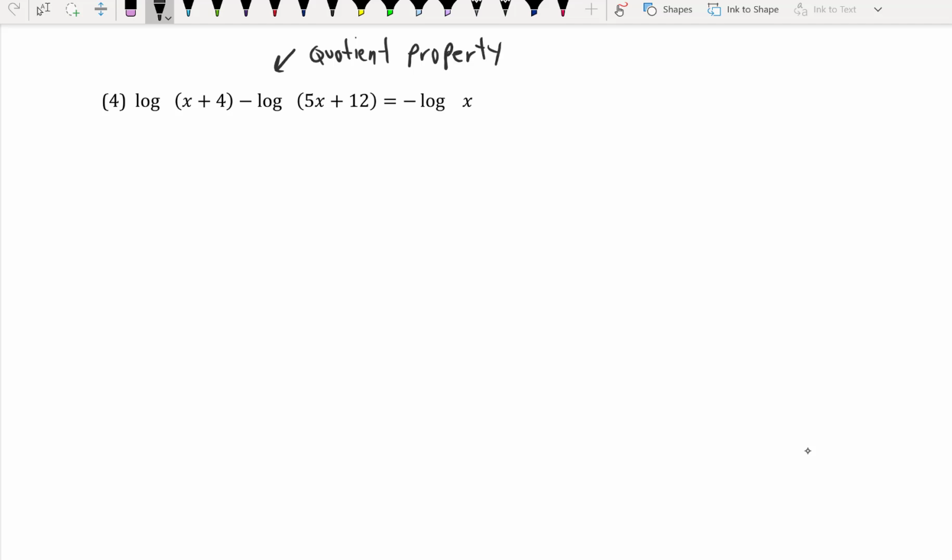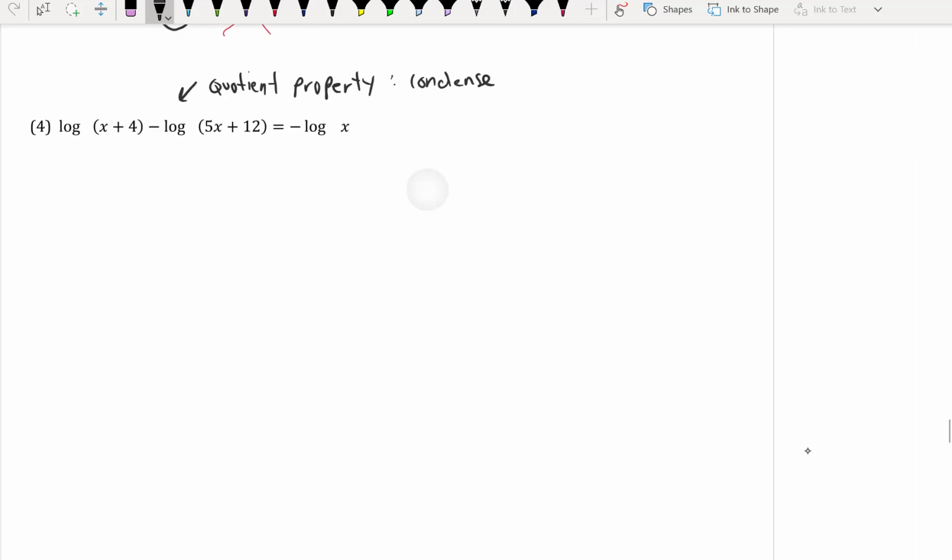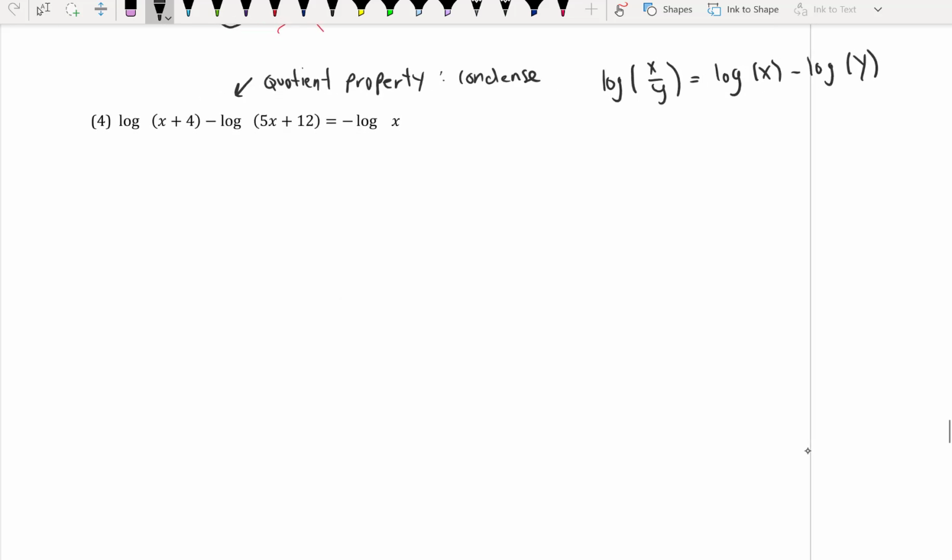So remember, when it's subtraction, we can condense our expression into a division. So I know this is really going to be, or maybe I'll just write the property so you guys can see it. If I were to have log of x over y, that's equal to log of x minus log of y. So now we're going backwards, right? Now we're starting with a subtraction, and we want to get to this condensed division.